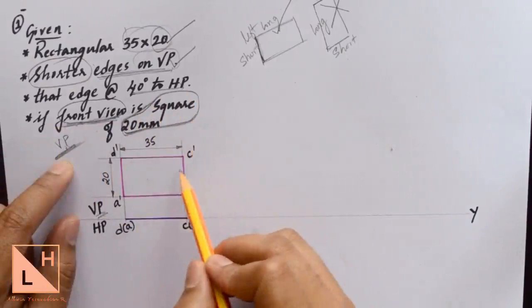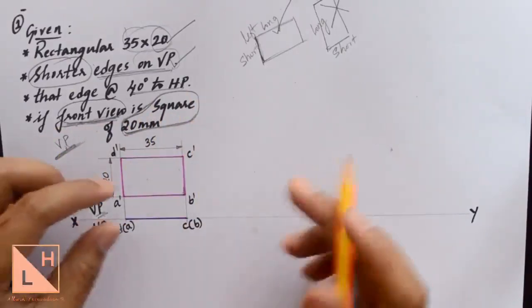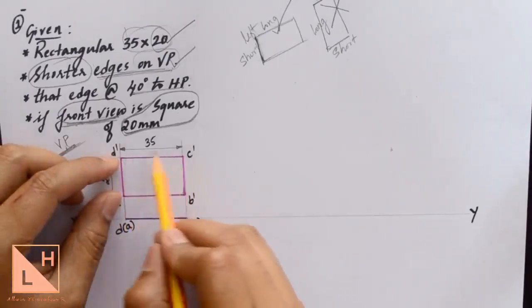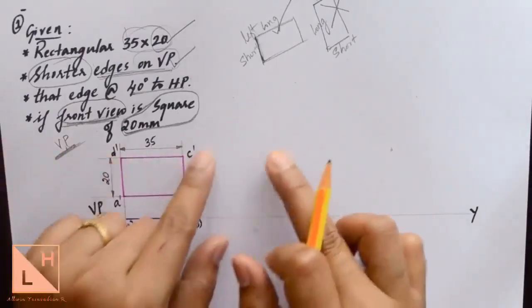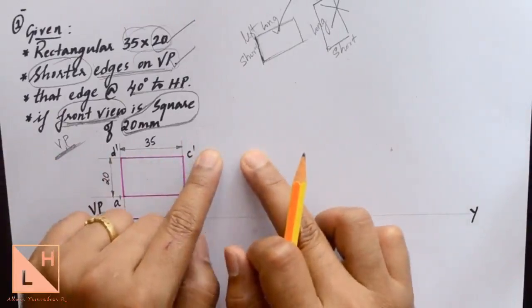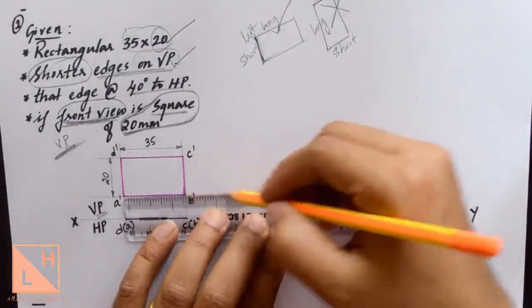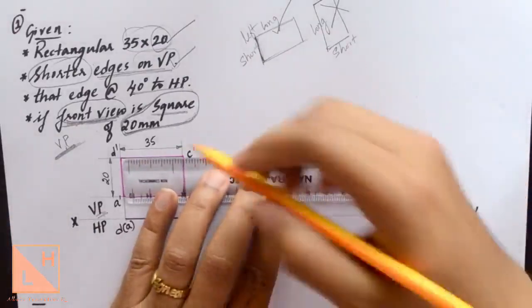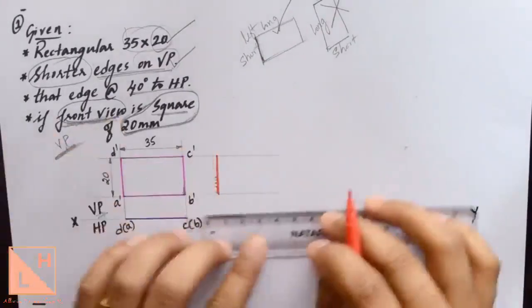In the second position, this rectangle is going to look like a 20 mm square. So what happens here, the longer edge of 35 millimeters, the horizontal distance of 35, is going to reduce to 20 millimeters in the next position. So in the second position you draw a square of 20 millimeters. You can extend the horizontal projection lines because the vertical distance is 20 anyhow.